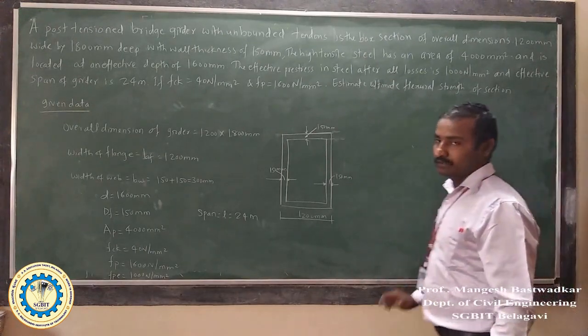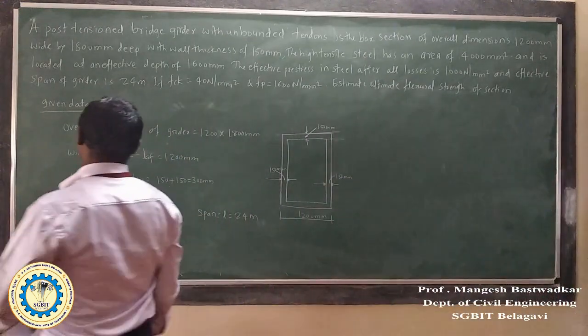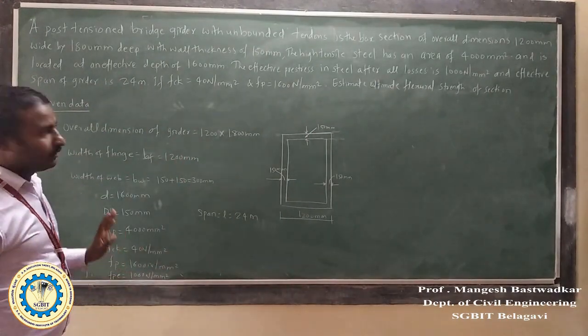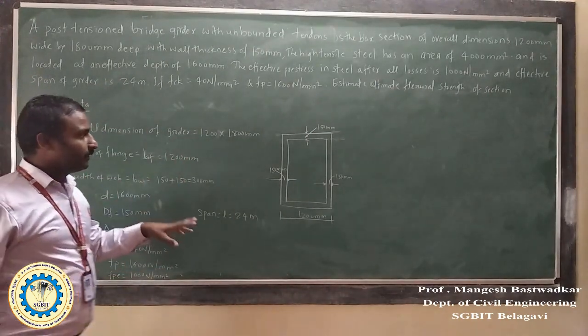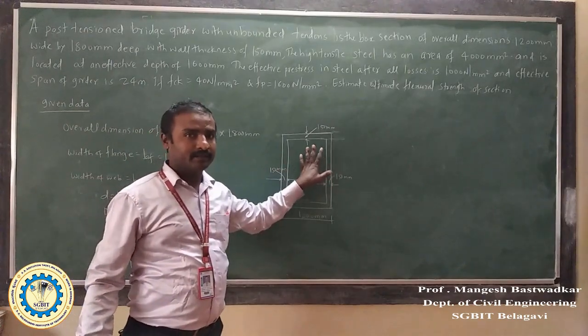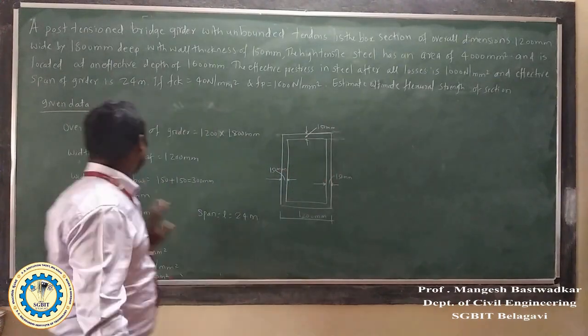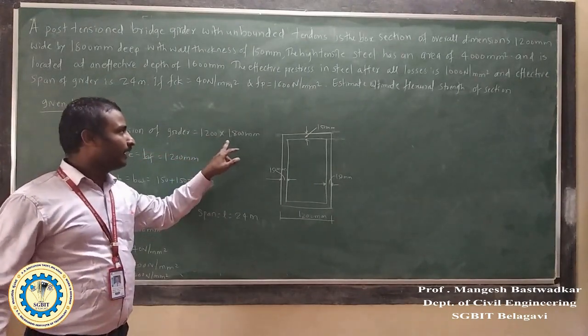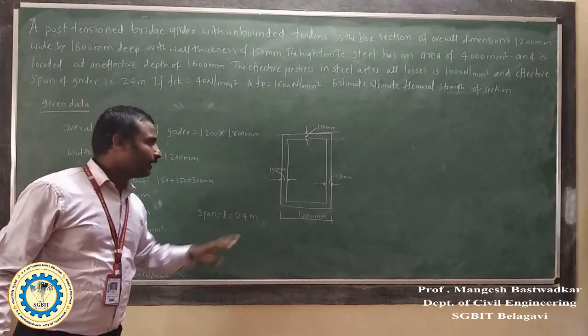So we'll write the given data. Here overall dimension, it is a box section. It is a hollow section. You can see here box hollow section. Then overall dimension of girder is 1200 mm wide and 1800 mm depth.